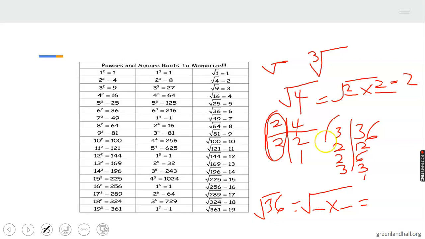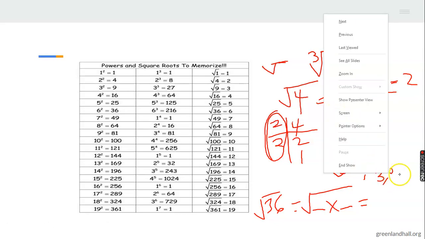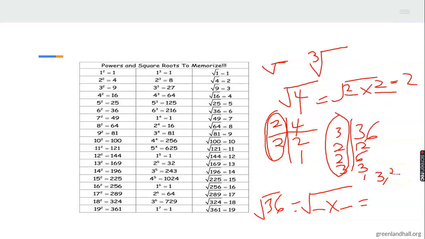Now, what are the numbers that we have here? Look at it very well. We have 3, we have 2, we have 2 again, then we have 3. Can you see that? It is 2 numbers that we need, and the 2 numbers must be the same. So we have 3, 2, 2, 3.